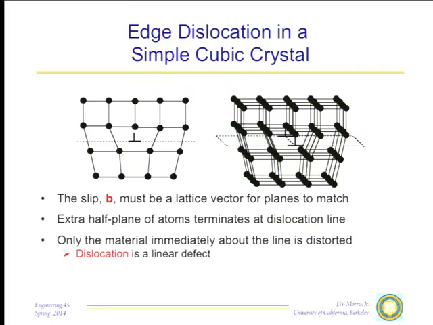Anyway, this is what an edge dislocation would look like in a simple cubic crystal. Notice only the material immediately around the line is distorted. So the dislocation is a true linear defect. We can image the dislocations, as you saw in the transmission electron micrograph back in the movie. They come out looking like kind of fuzzy dark lines. Of course, you're not imaging the atoms along the dislocation. You're imaging the distortion around it. You're imaging the strain field. And the fact that you see it as a black line is just telling you that it is a pretty well-defined linear defect. And that's what a dislocation is.